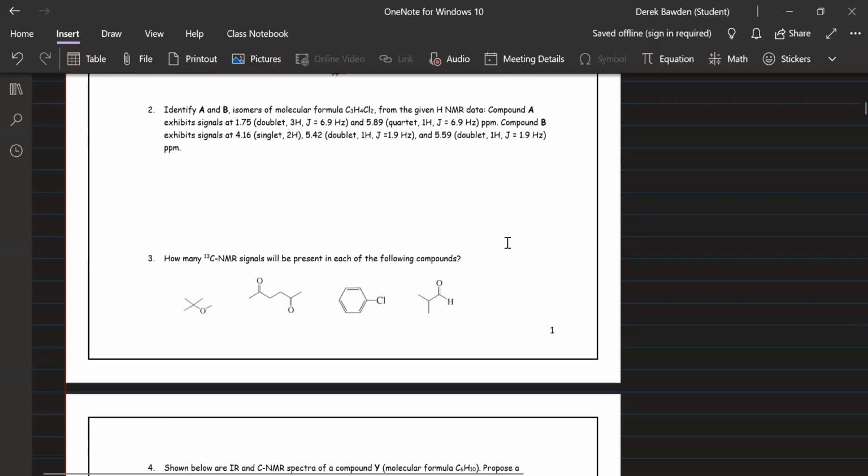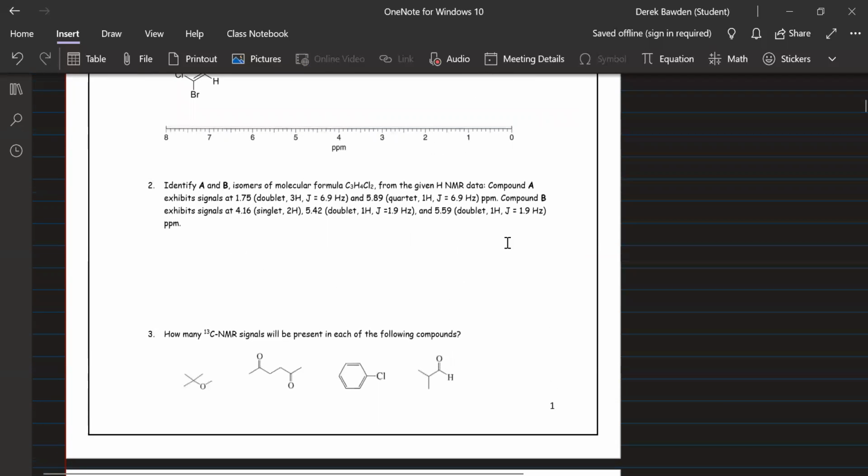All right. So we have: identify A and B isomers, the molecular formula C3H4Cl2, given the HNMR data. Compound A exhibits a signal at 1.75 as a doublet. It's got 3 hydrogens and a J value of 6.9. We don't need to worry too much about the J value. So what I would do on this one is draw out an HNMR graph for A and B, and then figure out what the compound will look like based on those HNMR graphs.